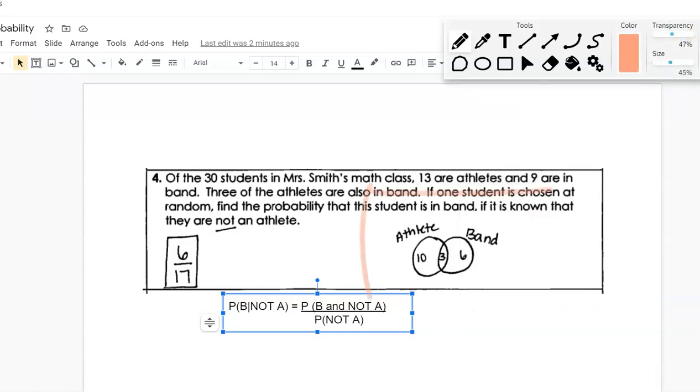All right, so we have an outer part of the Venn diagram, and we know there's 30 students total, okay? There's 30 students. So 13 are athletes, 9 are in band.